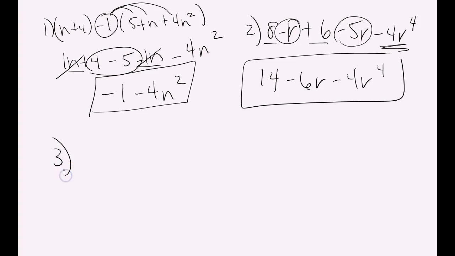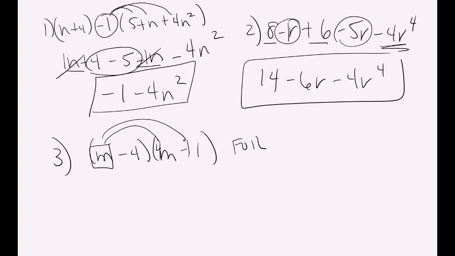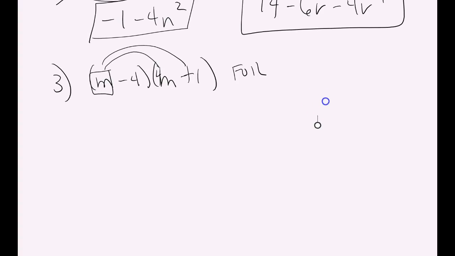Number 3, find each product. m minus 4 times 4m plus 1. So this is the FOIL, or the double distribute is what I like to think of. So I imagine that this isn't there, and I'm just going to take m and distribute it to both, okay? So that's a plus. So it's going to be m times 4m, which is 4m squared, then m times 1.